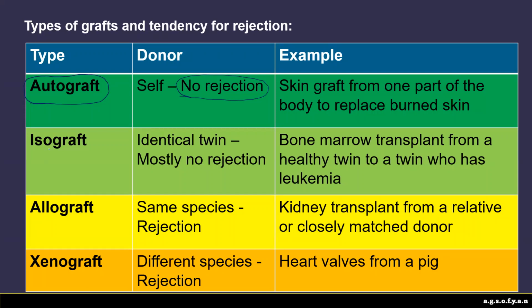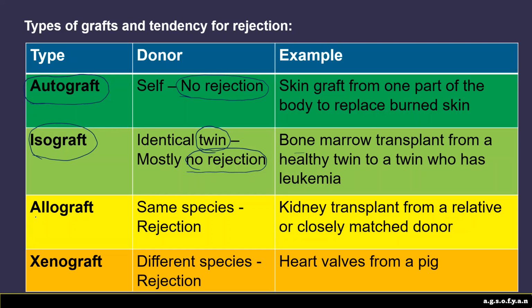The second type of graft is called the isograft. This is coming from the twins. This is identical twin. So usually there will be no rejection, because identical twins have similar antigens. So if the skin or the organs are coming from the identical twin, then mostly no rejection.